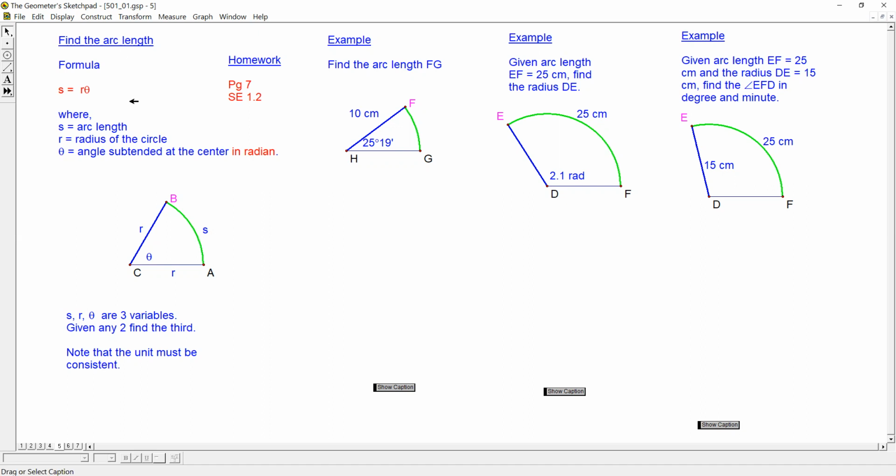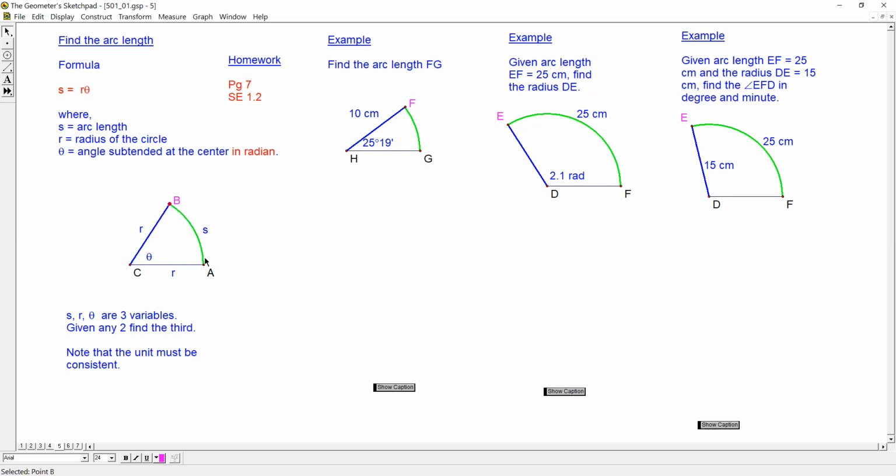Now, why do we want to learn radian? The reason is we want to find the arc length and the area of a sector. Using radian, finding the arc length and the area of a sector will be very much easier. Look at this formula. The arc length is r multiplied by theta, that's all. S is the arc length. This green line here is the arc length.